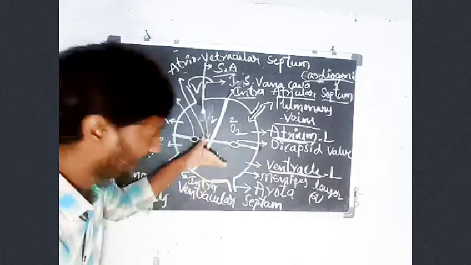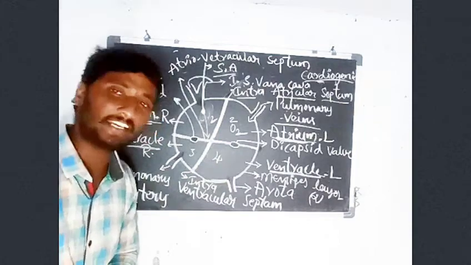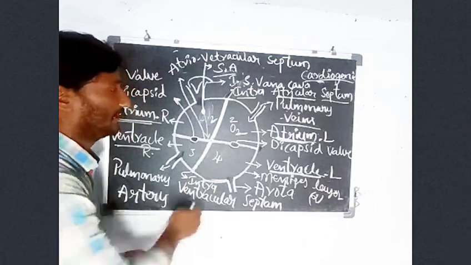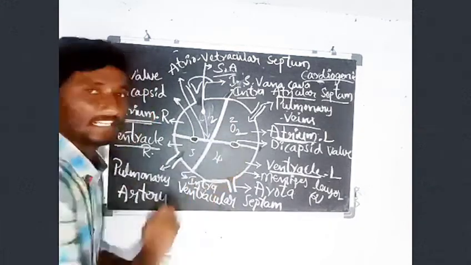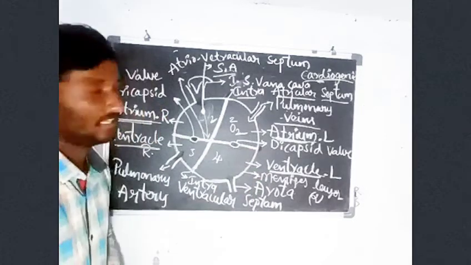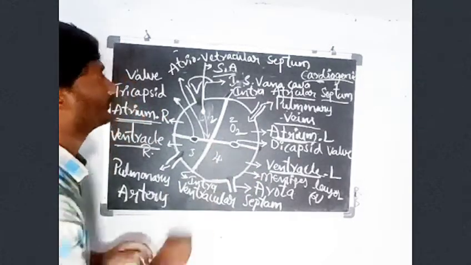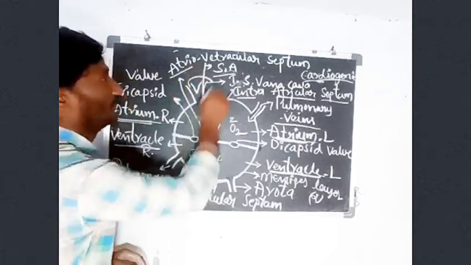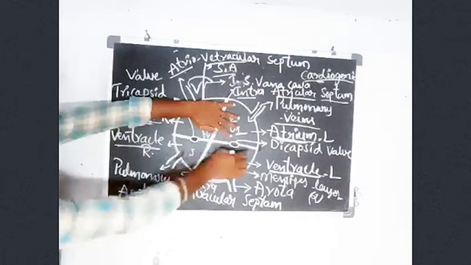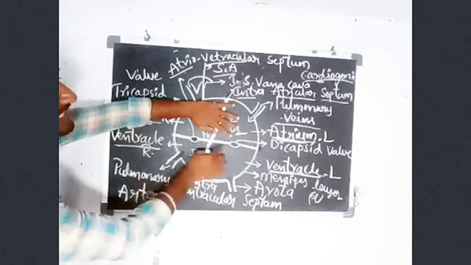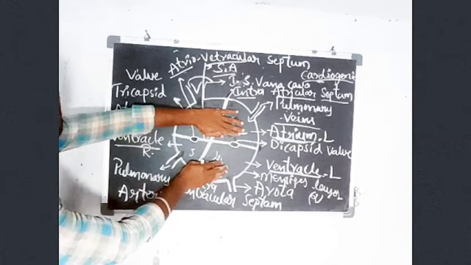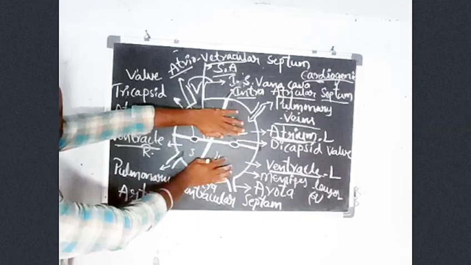Okay. Next, below, the ventricles. Before the ventricles, I will say one more point. Between the atriums and ventricles, one more septum is located. The septum is called the atrioventricular septum. With the help of this septum, 4 chambers are divided.